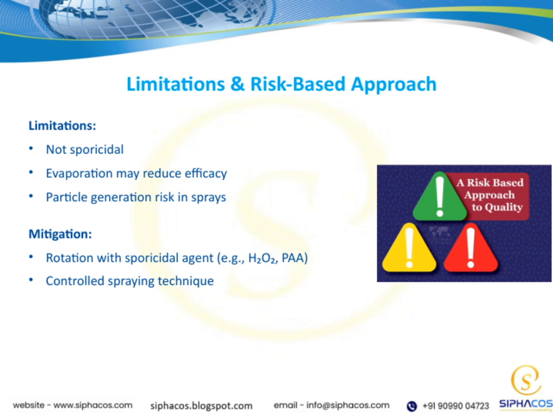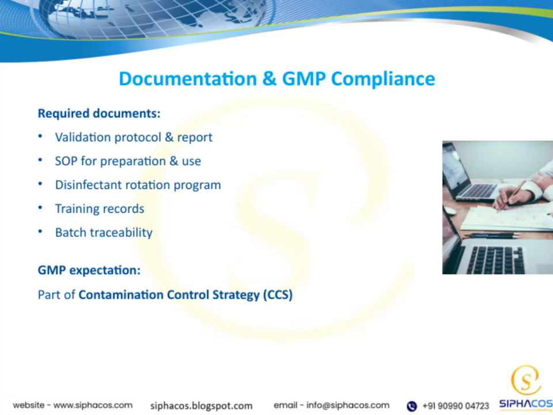For example, rotating the use of different agents, like hydrogen peroxide or peracetic acid, can help enhance effectiveness and reduce resistance. Also, using a controlled spraying technique is crucial. This means applying the solution carefully to minimize particle generation and ensure proper coverage. Overall, understanding these limitations and corresponding mitigation tactics helps us adopt a more effective, safe, and risk-aware approach in our disinfection protocols. Let's talk about documentation and GMP compliance.